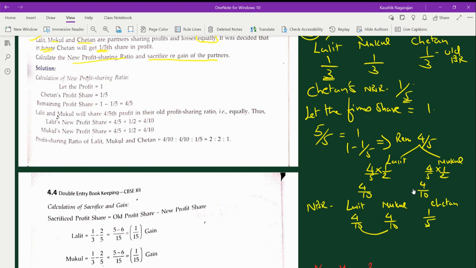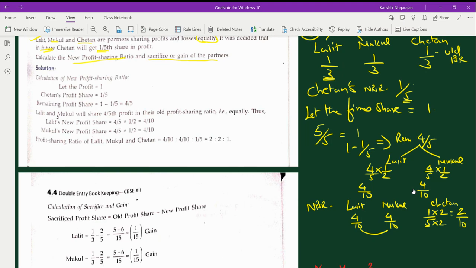But for Chetan alone, the base is not 10. So just think about how to convert this 5 to base 10. If you multiply the numerator and denominator with 2, then we'll get the value of Chetan also equivalent to 10. Because if I multiply 2 with 5, I get 10 as a base. So the same value should be multiplied in the numerator also. So this gives me 2 out of 10.